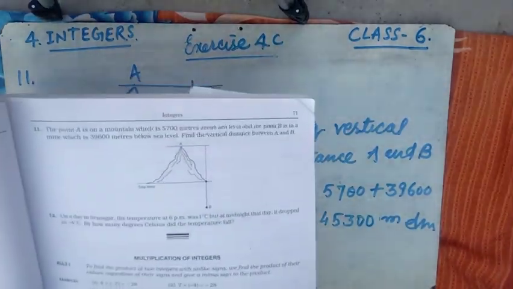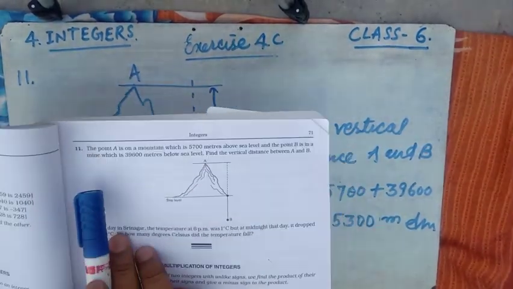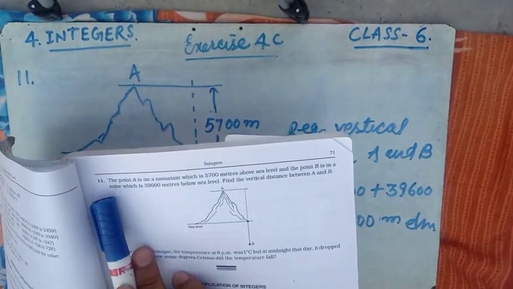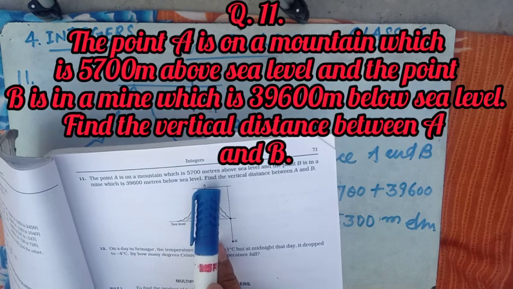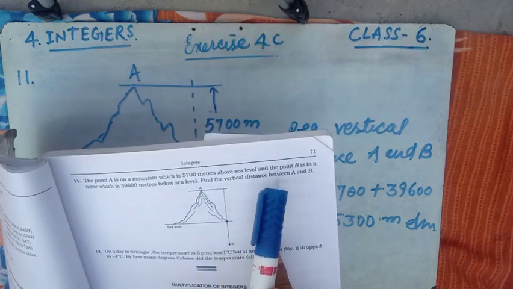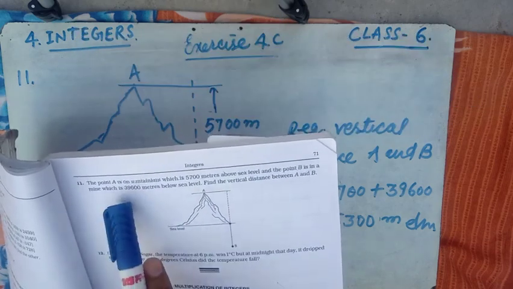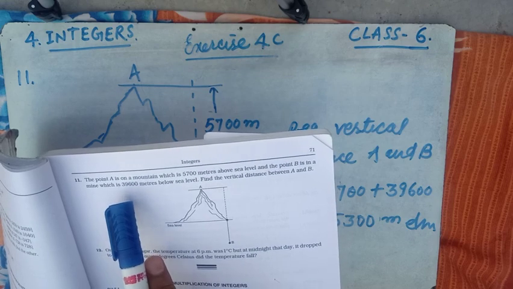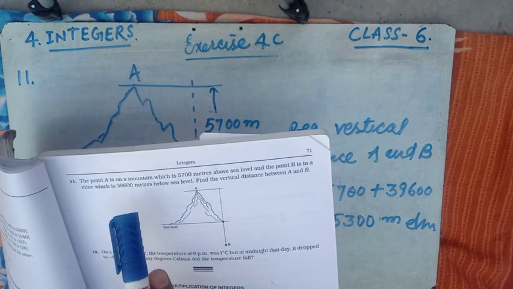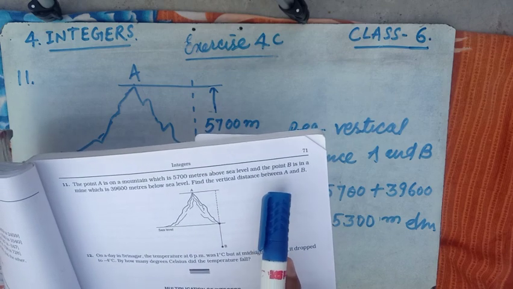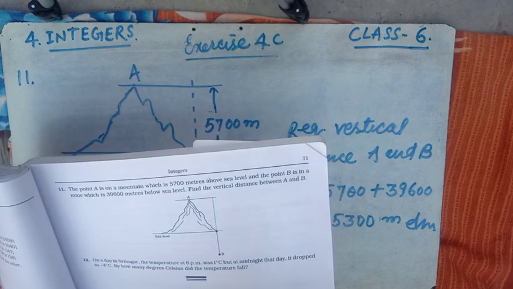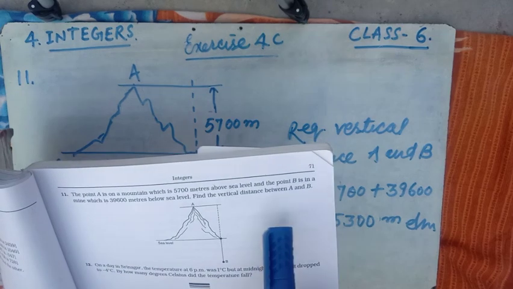Now see friends, question number 11 says: the point A is on the mountain which is 5700 meters above sea level, and the point B is in a mine which is 39,600 meters below sea level. Find the vertical distance between A and B. Means we have to find the distance from A to B.